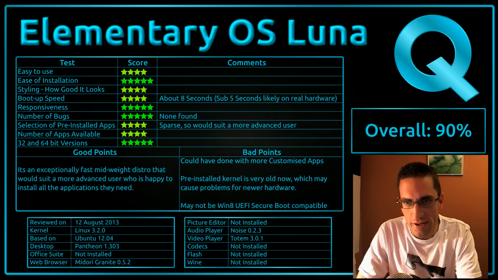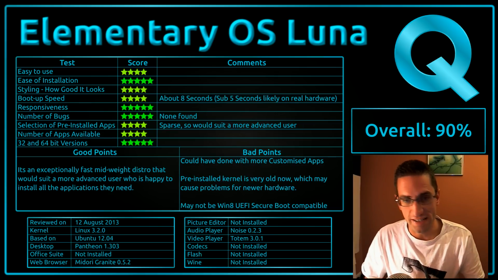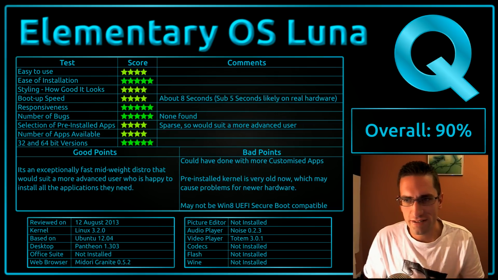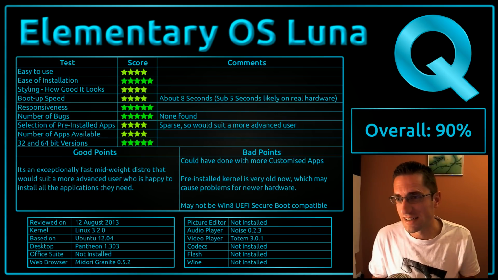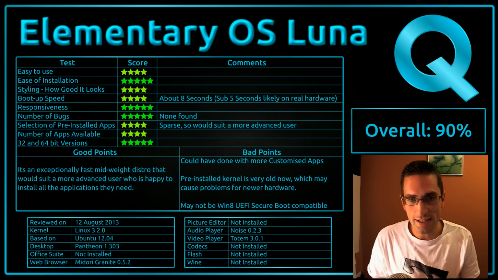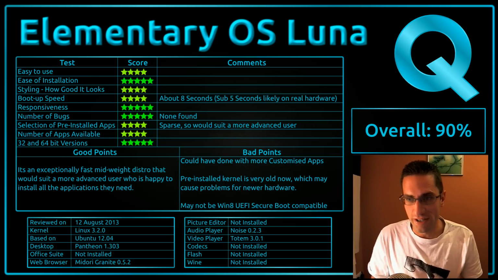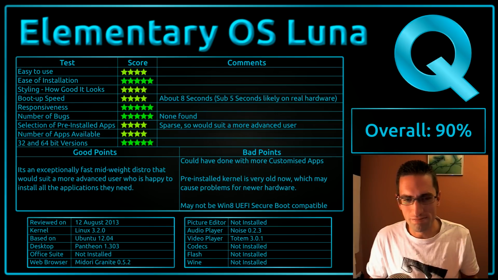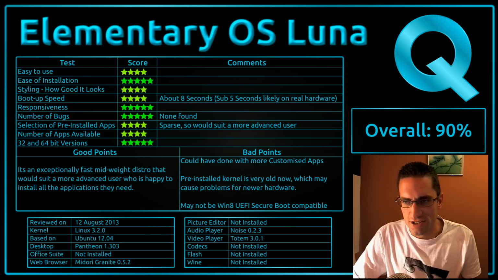Now here's what I thought of elementary OS Luna. So it's fairly easy to use, although you've got to install a lot of the applications that you want, but they've given you all the basics to get you going. It's easy to install. The styling, it's pretty good, but nothing too special, not too glossy. The boot up speed, it's about 8 seconds in VirtualBox, and I reckon a sub 5 seconds is likely on real hardware, provided you've got, say, a solid state disk and a reasonable speed processor. Responsiveness is very quick, didn't find any bugs. Selection of pre-installed applications, as I mentioned there, it's sparse, so you've got to install what you want. There's a reasonable number of applications available, haven't included any extra repositories, so you've just got the Ubuntu 12.04 selection. And yeah, it comes in both 32 and 64-bit.